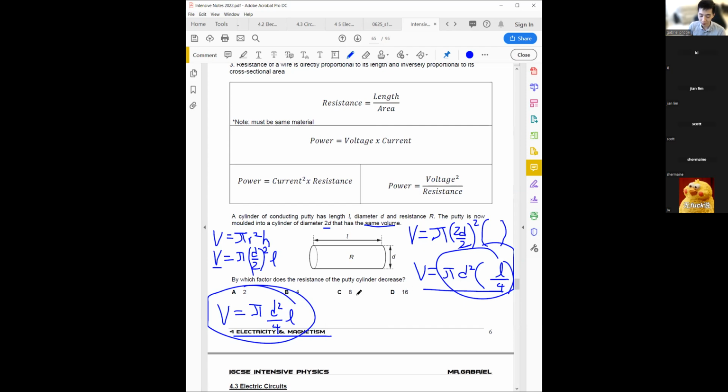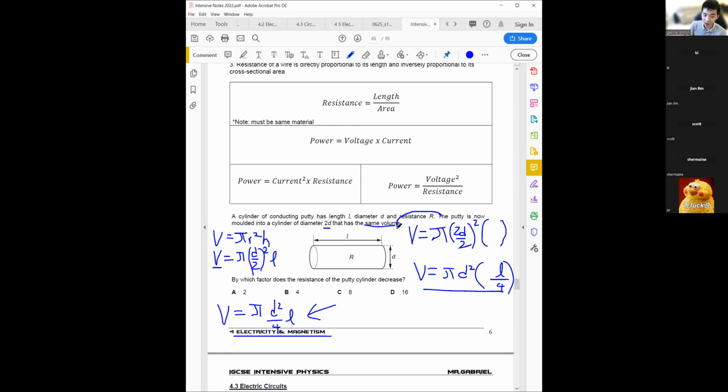Did I lose anyone so far? Okay, everyone understands this part. Very important, guys. It's very important. Okay, this part you understand, right? This part you understand, right? It's literally just substituting everything in and expanding the bracket only.